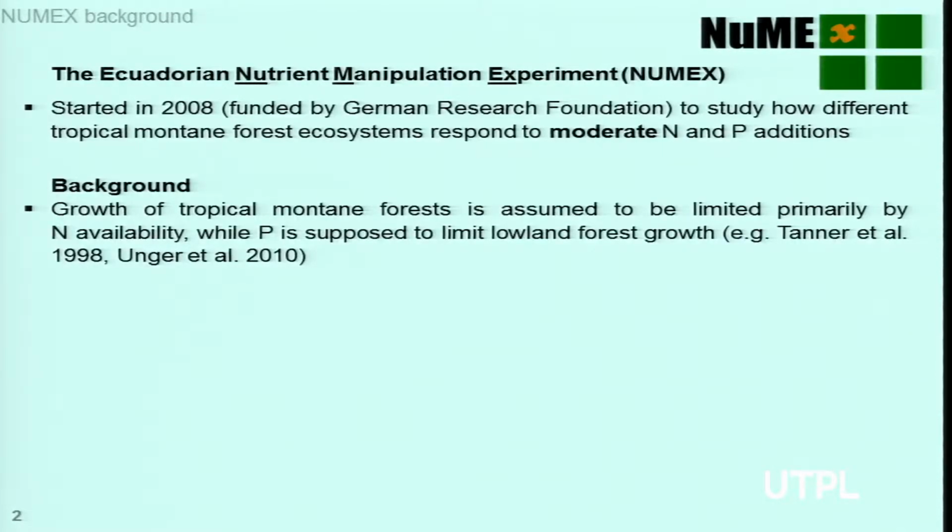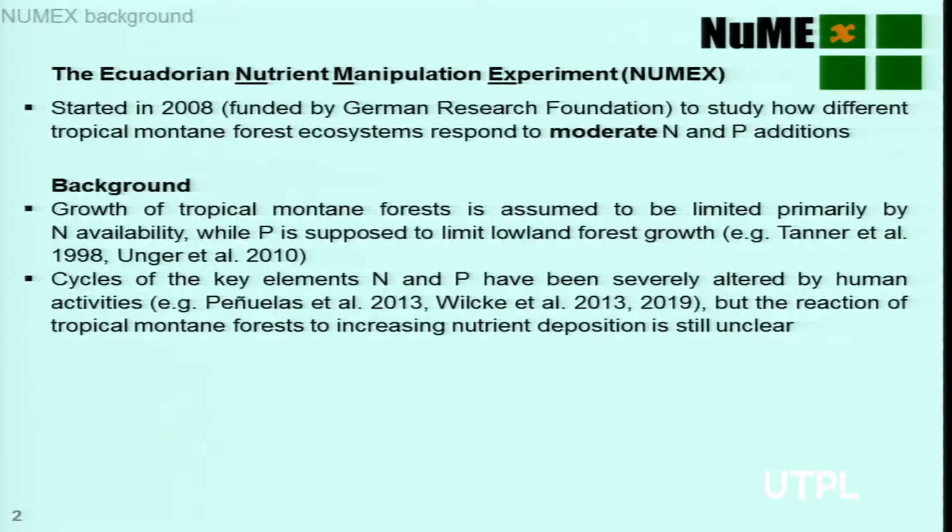The background is that the growth of tropical montane forests is assumed to be limited primarily by nutrients, by nitrogen and by phosphorus. So nitrogen should be more limiting in upper elevations, and phosphorus is supposed to be more limiting at lowland elevations. And you have already seen that the cycles in key elements have been severely altered by human activities. You remember the presentations by Wolfgang and also by Andre.